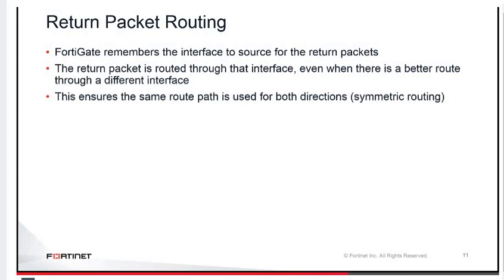For that purpose, FortiGate remembers the interface to source and uses that interface to route the return packets, even when a better route using a different interface exists. You will look at an example in the next slides.